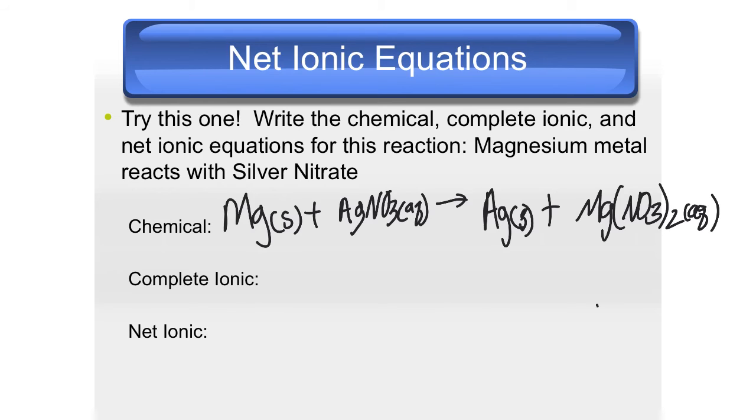Now I'm going to go back and I'm going to balance it by putting a 2 in front of the silver and a 2 in front of the silver nitrate. That's a regular chemical reaction.